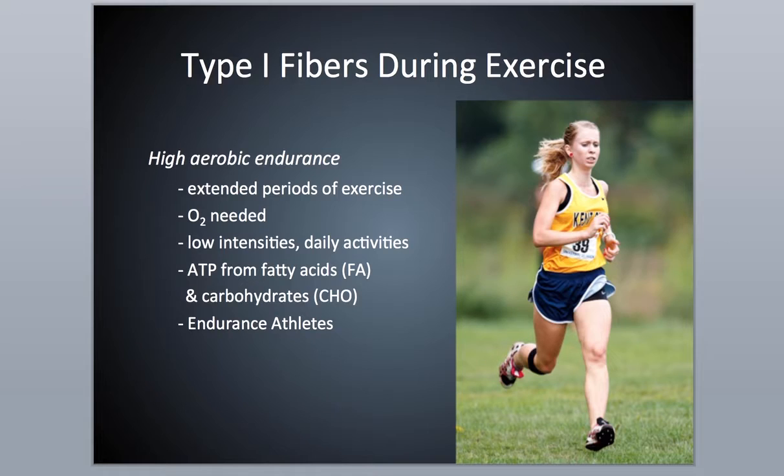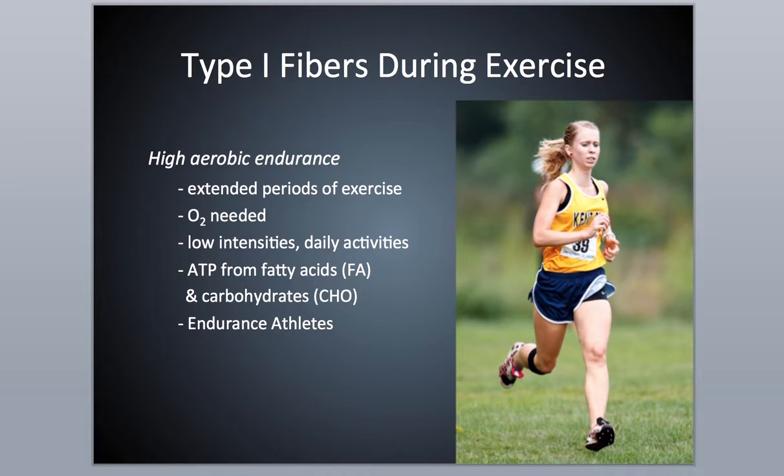Now, type 1 fibers during exercise, these are, again, going to be used for highly aerobic endurance exercises. Now, they don't need to be marathons, but anything greater than 3 or 4 minutes, you're going to start using more type 1 muscle fibers, or anything that's low intensity, really. You're going to be using more type 1 muscle fibers than anything else. So these are, again, for extended periods of time when oxygen is needed, because remember, they have a lot of mitochondria. So if you need a lot of oxygen for that exercise, you're going to be using type 1 muscle fibers.